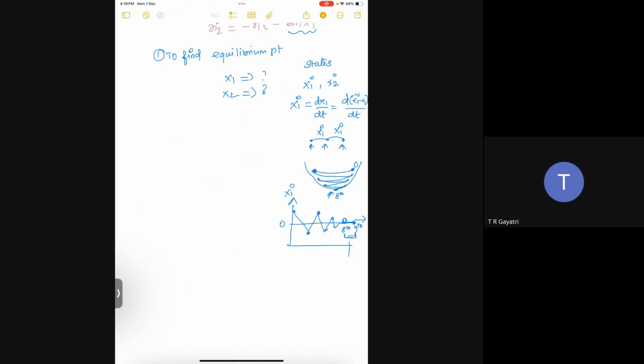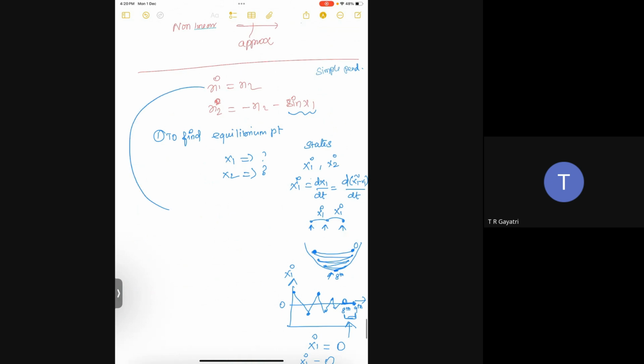So we are going to study this. How will we study this? We will equate x dot equal to 0. Whenever there is no change, x1 dot equal to 0, then the system is at the equilibrium point. So now I'm going to equate x1 dot equal to 0, x2 dot equal to 0 to find the equilibrium point.